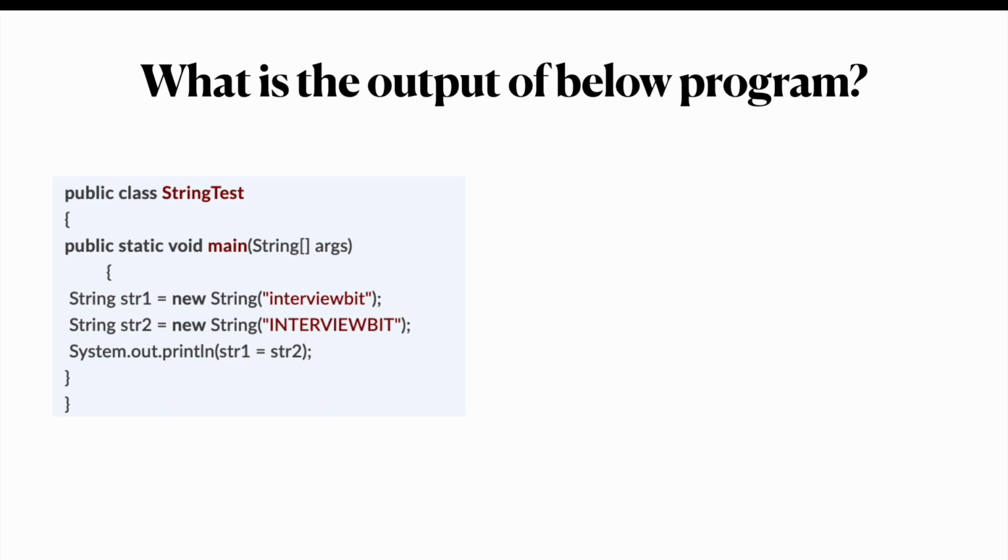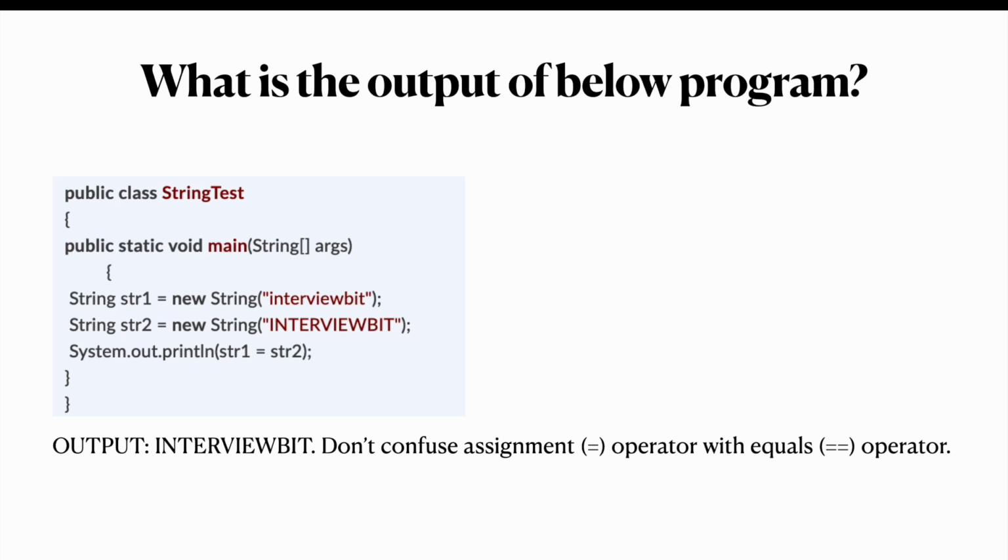What is the output of the below program? The output is interview bit. Don't confuse the assignment operator with the equals to operator. First, str2 will be assigned to str1, which is interview bit, and then str1 gets printed.